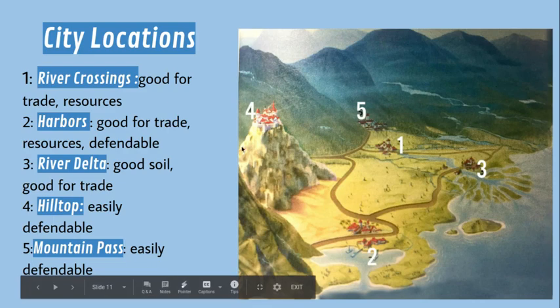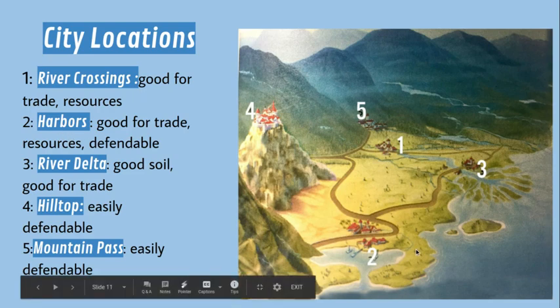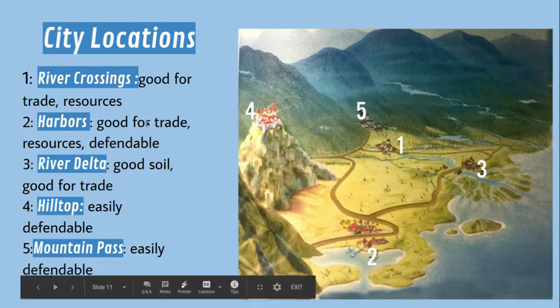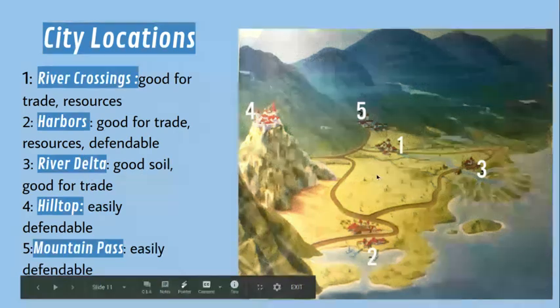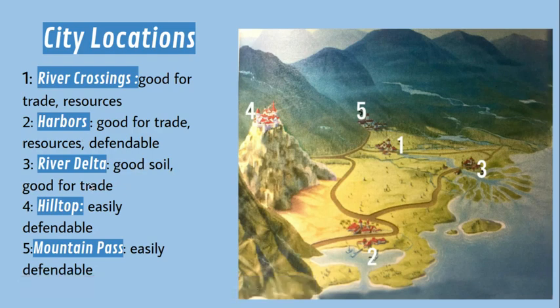Okay, so number 1 is river crossings, so that's good for trade and resources, like I was saying. Number 2 represents harbors, good for trading, resources. Harbors are fairly defensible. It's pretty easy to defend a number of ways. For number 3, this is a river delta. Remember we talked about landforms, delta. That's a river delta. There's usually very good soil, and it's usually very good for trading, so it's very easy to get in and out of a river delta.